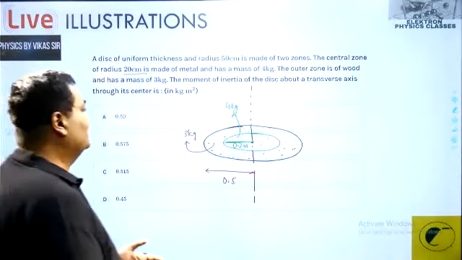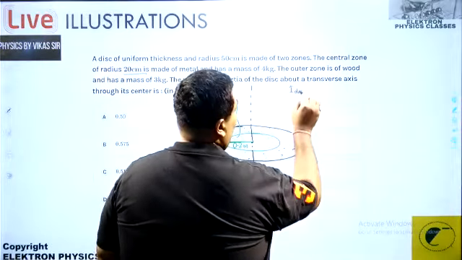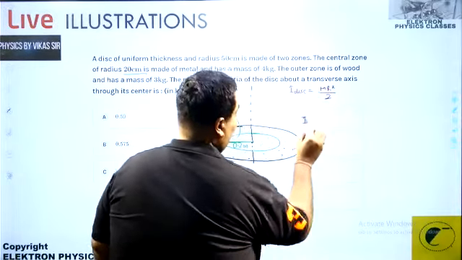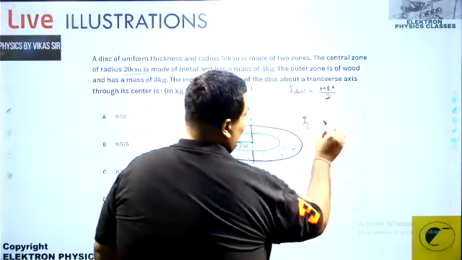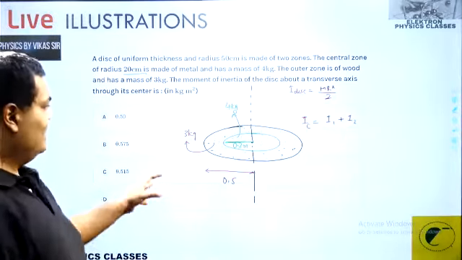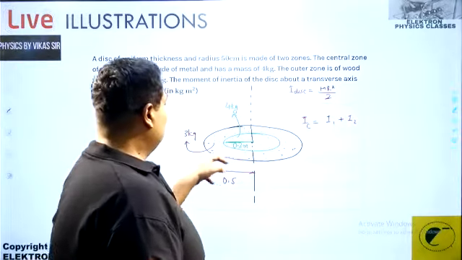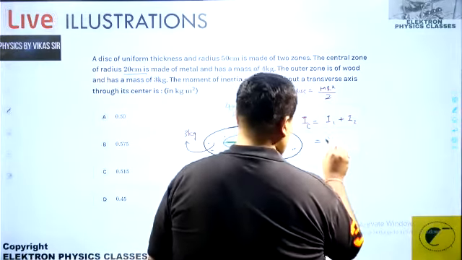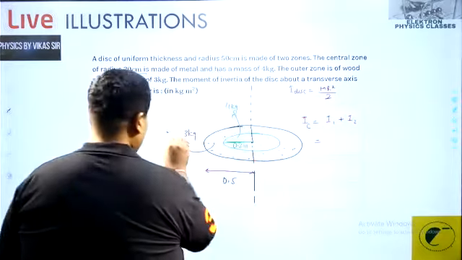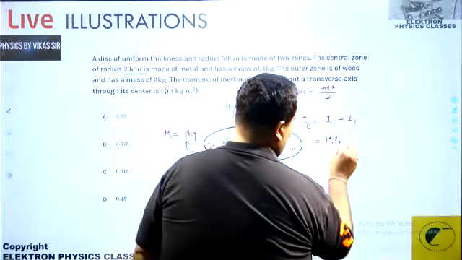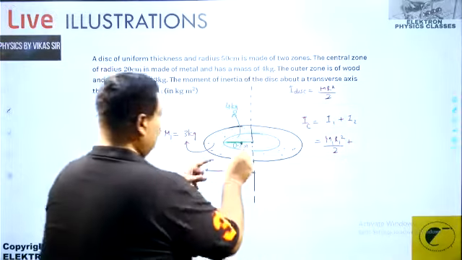Okay, so the moment of inertia for a disk is supposed to be mr square upon 2. And so I'm going to write the moment of inertia for this axis, that is IC, as I1 plus I2. First of all, for this disk, it is simple. It is mr square by 2. So the mass is 4, and let me write this mass as m1. So that is m1 into r1 square upon 2. This is for the inner one.